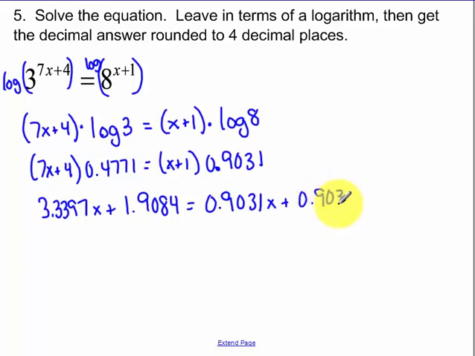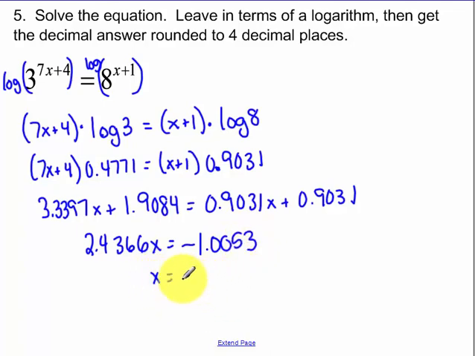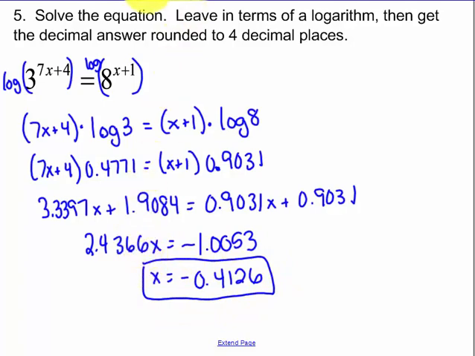I'm going to subtract this term over to that side and get 2.4366x. I'm going to subtract this over, the 1.9084, and get negative 1.0053. Now divide and I get negative 0.4126, and that is our final answer. Okay, again, remember, logs solve for exponents.